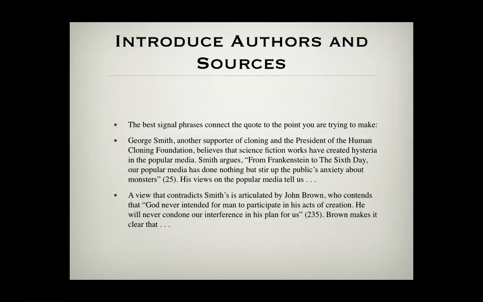Here's another one. A view that contradicts Smith's is articulated by John Brown, who contends that God never intended for man to participate in his acts of creation. He will never condone our interference in his plan for us. Brown makes it clear that, and of course that would continue. Once you've introduced the author, you don't have to do it every single time, but the first time you use the source, you should give us his name or her name along with what his or her credibility is as a contributor to your argument.